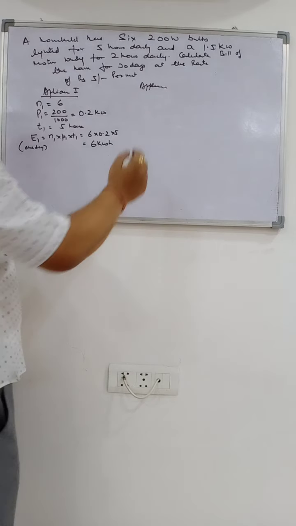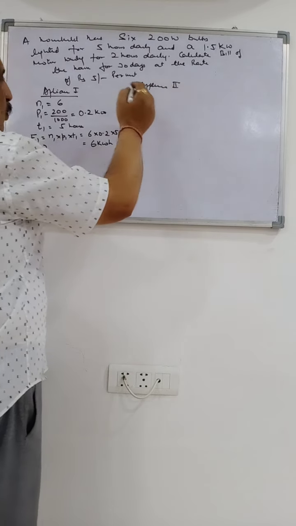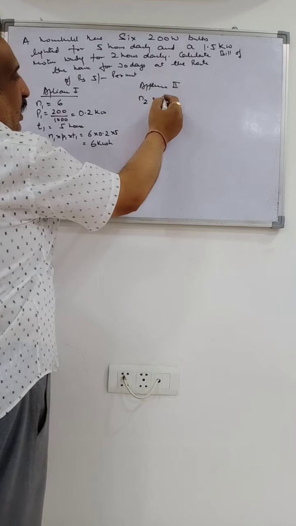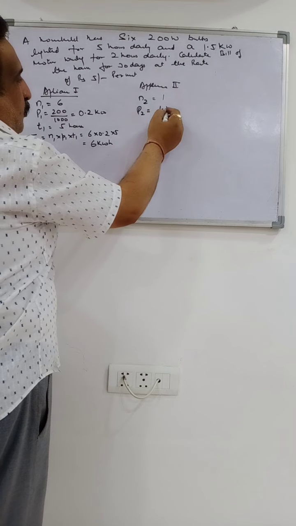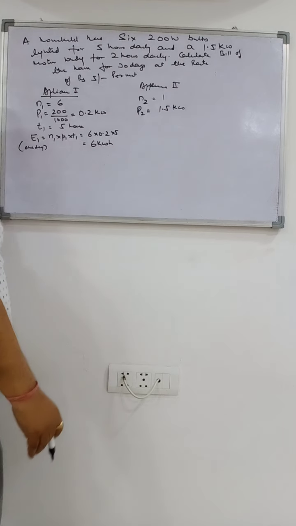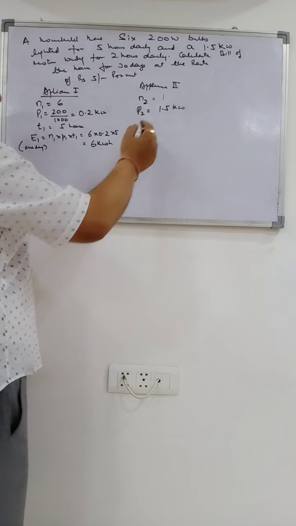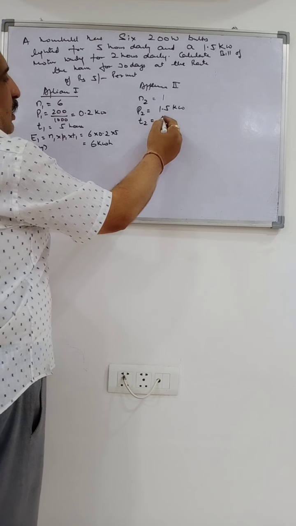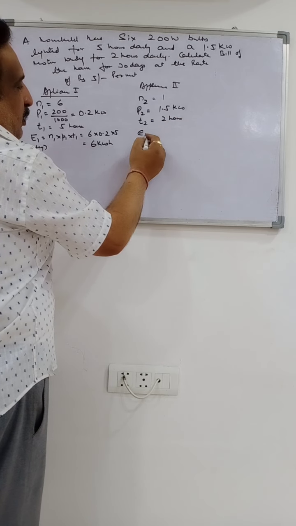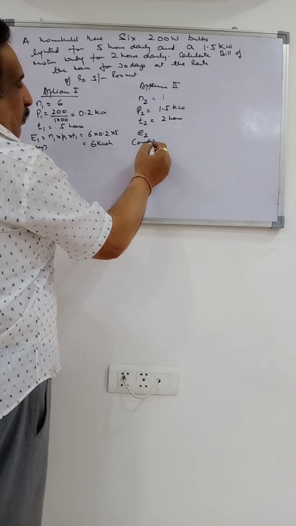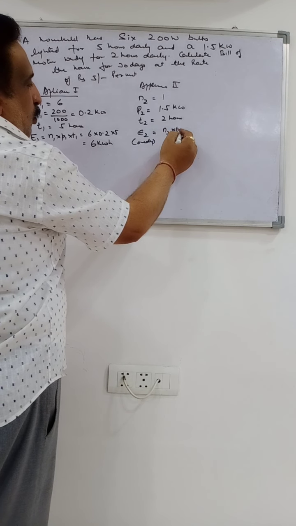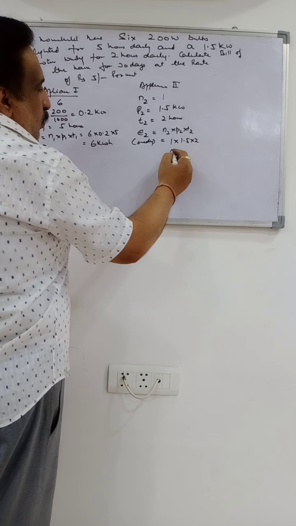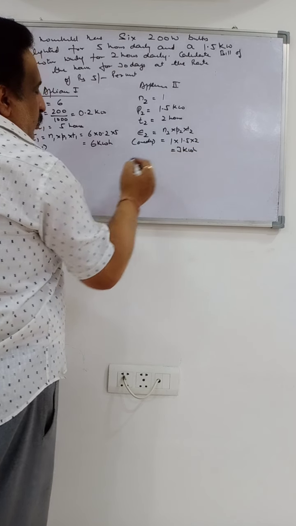Appliance 2. What is the number? Means 1. What is the power? 1.5 kilowatt. You don't need to change it into kilowatts, because it is given in kilowatt only. Time is in hours, 2 hours. So what will be E2 for 1 day? N2 into P2 into T2, 1 into 1.5 into 2 is equal to 3 kilowatt hour.